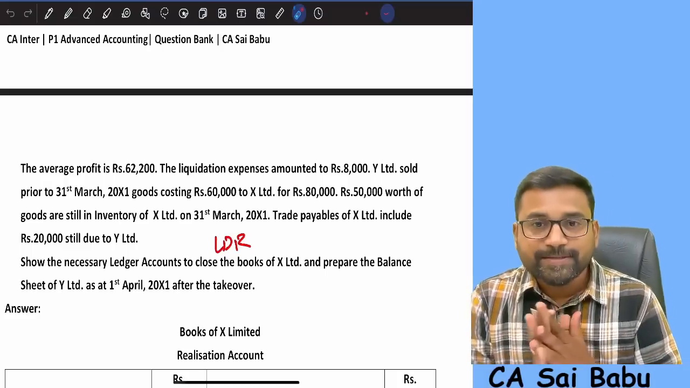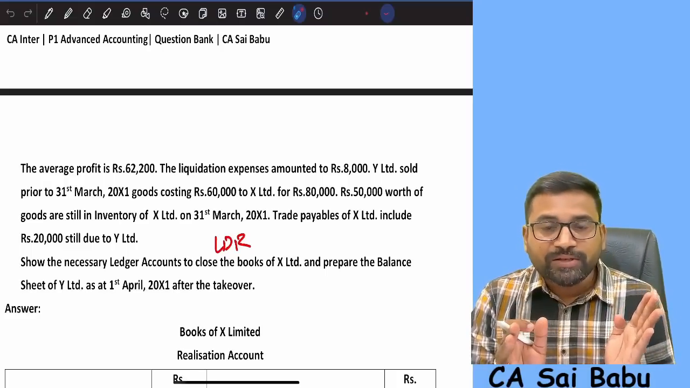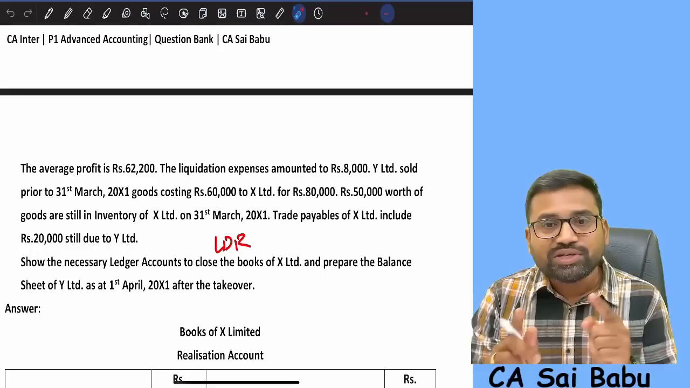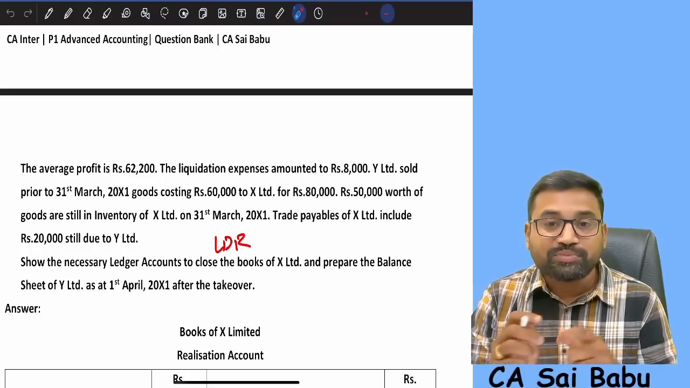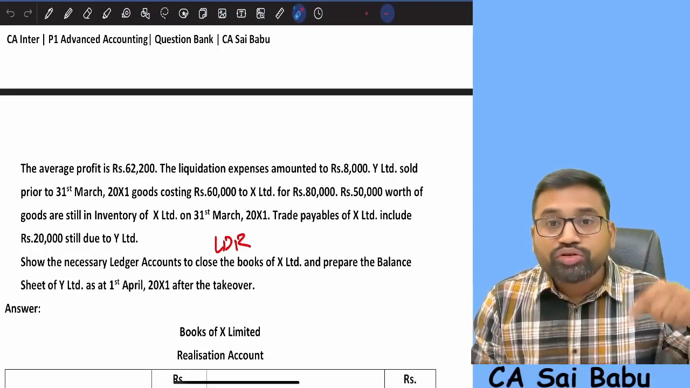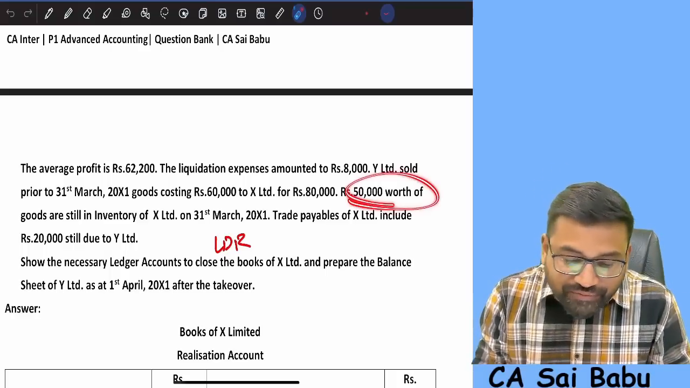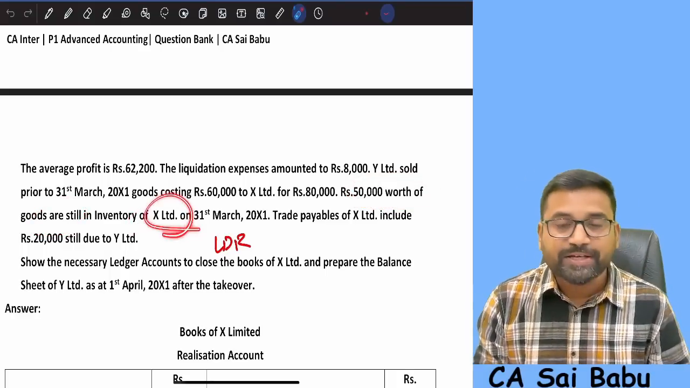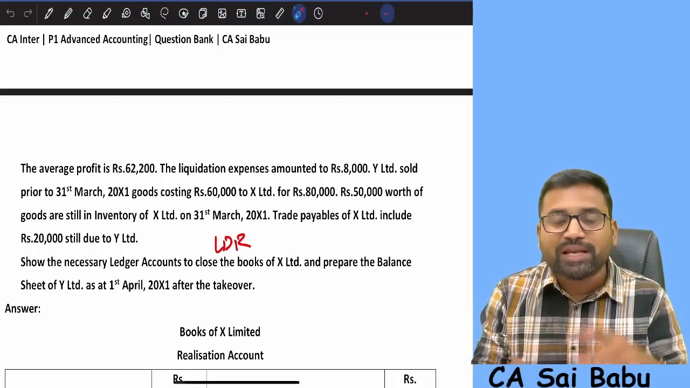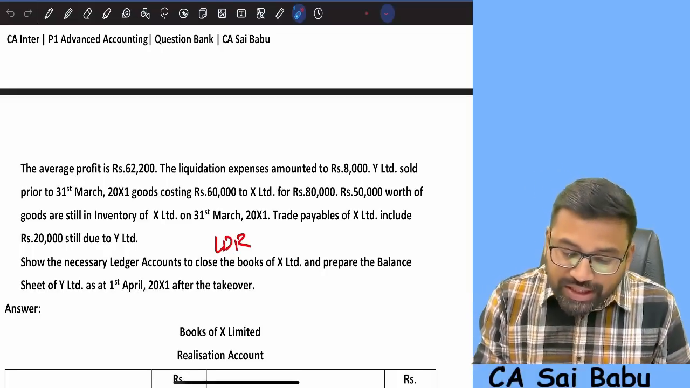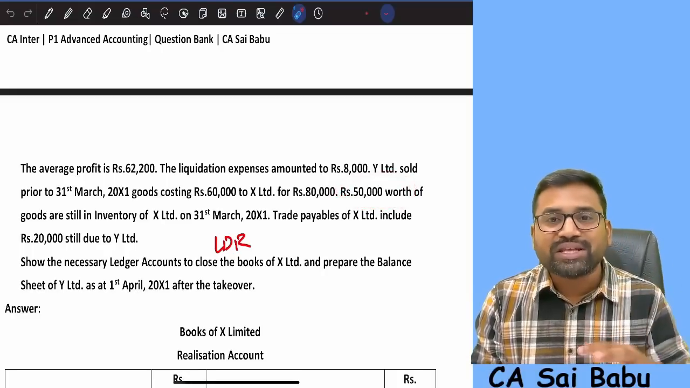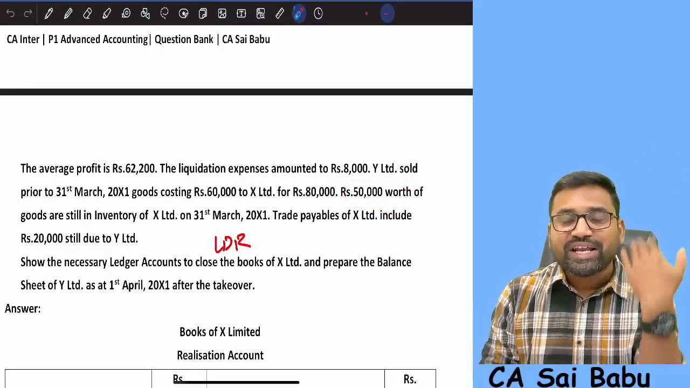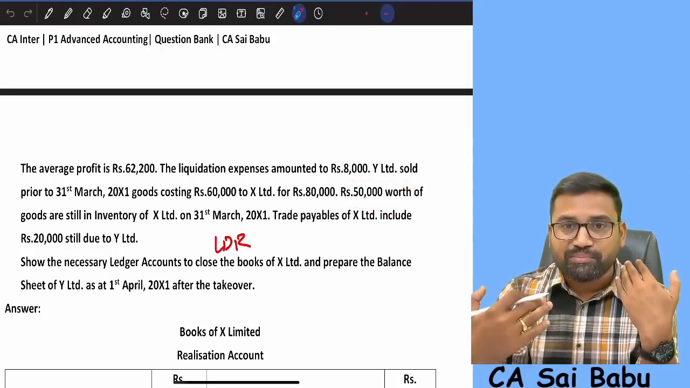Now look at this. That means before amalgamation, transferee company sold goods to transferor company. 60,000 worth of goods are sold at 80,000. That means 20,000 is the profit. Out of the stock which is sold, still 50,000 worth of goods remain with transferor company, that is X Limited. Now tell me, at the time of amalgamation, what are you going to do? Simple. In this 50,000, whatever the unrealized profit is there, we will eliminate in the books of transferee company. Because this 50,000 stock, as a transferee company, we will take from transferor company, right?